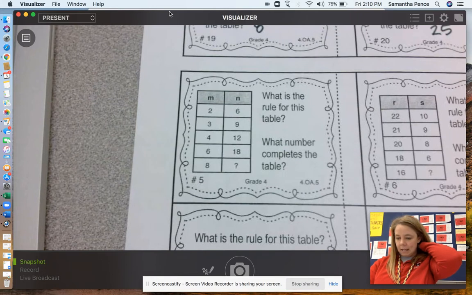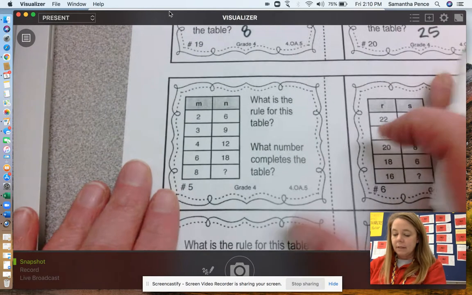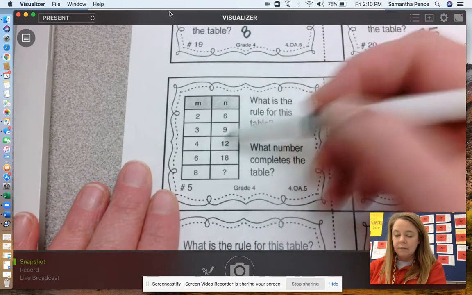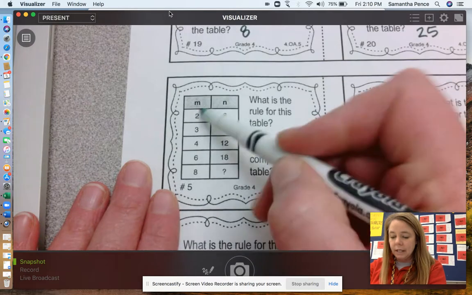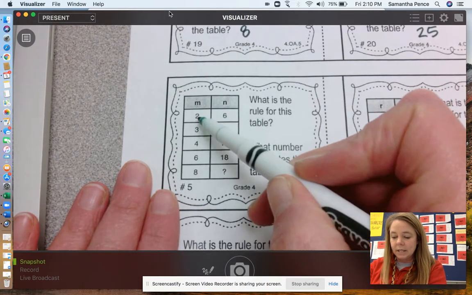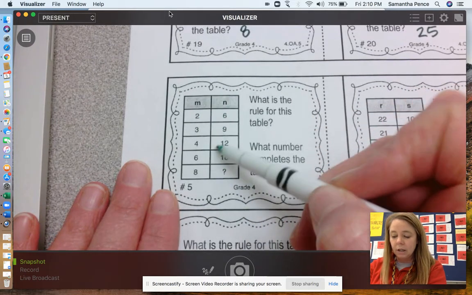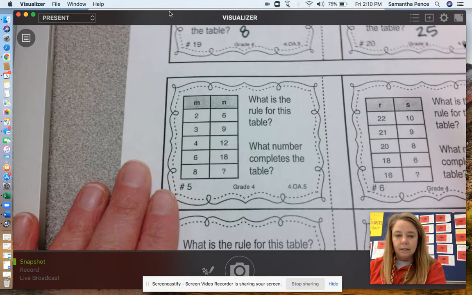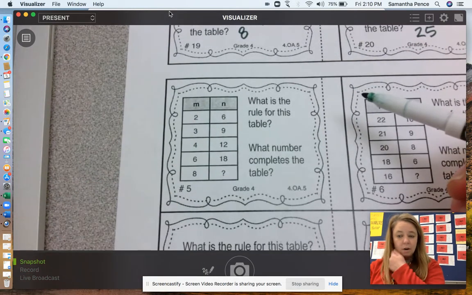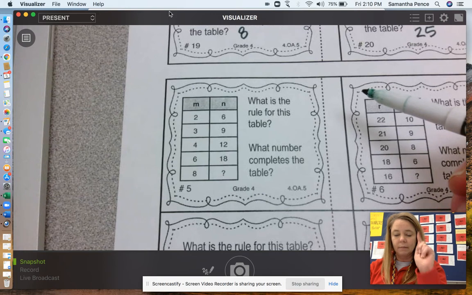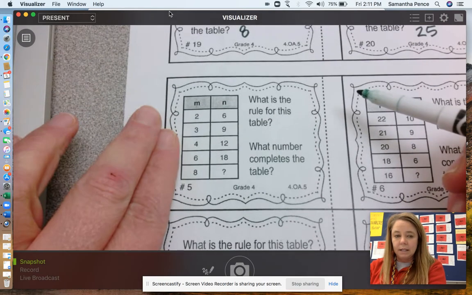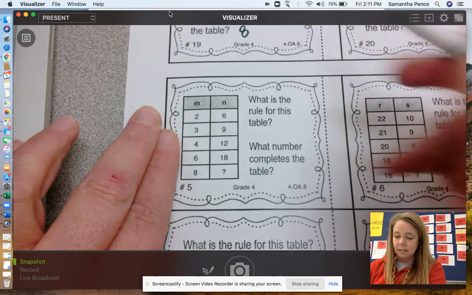Let's look at M and N. So we have M, that's our variable for the input, and N for the output. And I'm looking, remember, and I'm noticing what's happening to the numbers. Are they getting bigger or smaller? And I notice they're getting bigger. So our operations, in your head, you're thinking multiplication or addition is happening. So I'm going to start by thinking addition, because that's easiest.